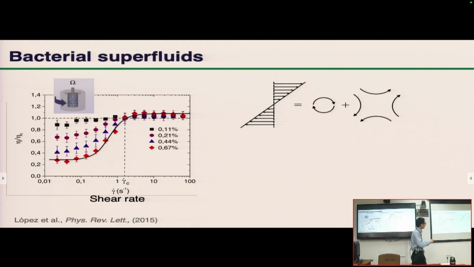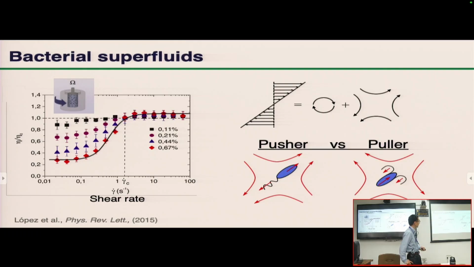In a rheometer, we can approximate the flow generated as a simple shear flow like this. If we take this fluid velocity profile, we can decompose it into two components. One is rotating, because you're shearing, which will induce rotation in this direction. That's the first component. Now, if you remove that part from this flow, what you get is an extensional part. Now if you think about these bacteria, this is done for E. coli, a pusher-like swimmer.